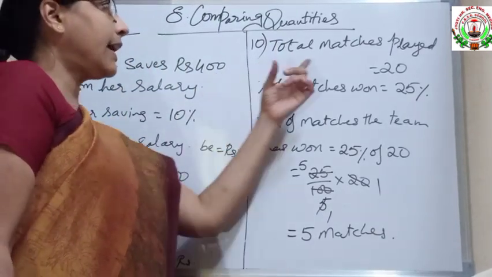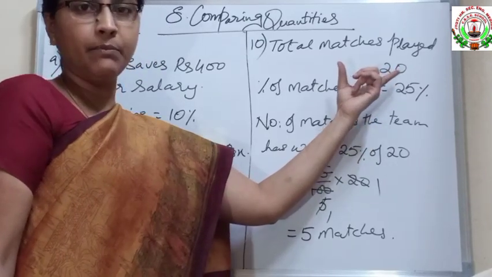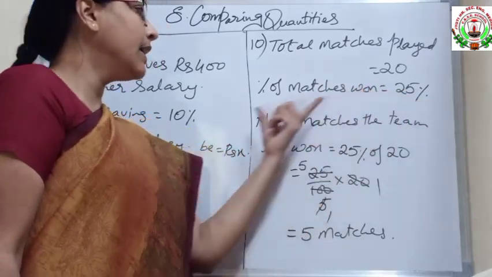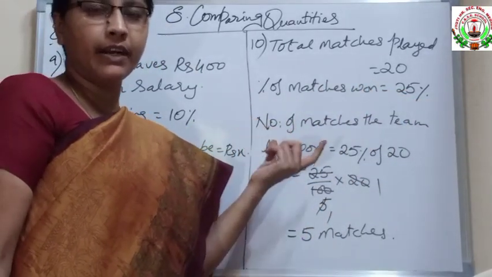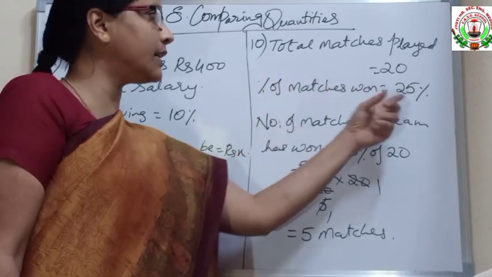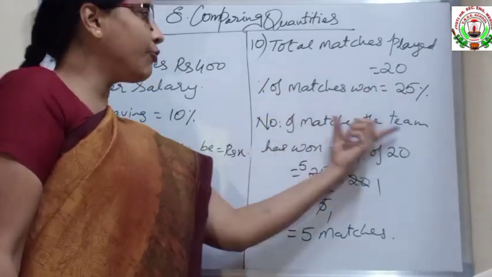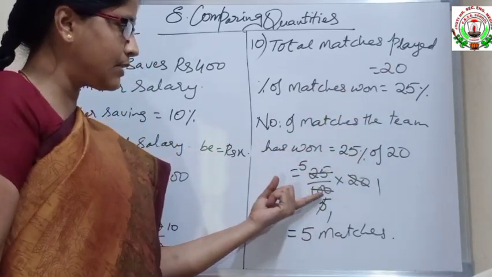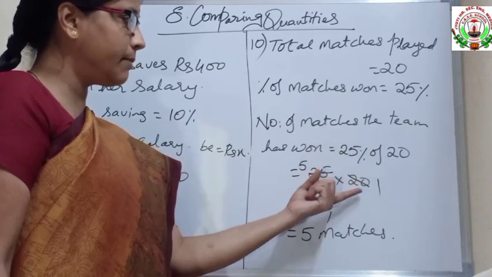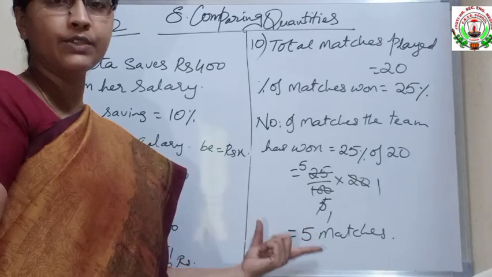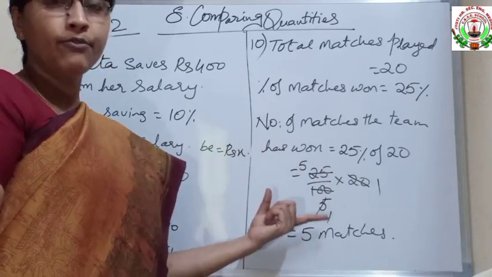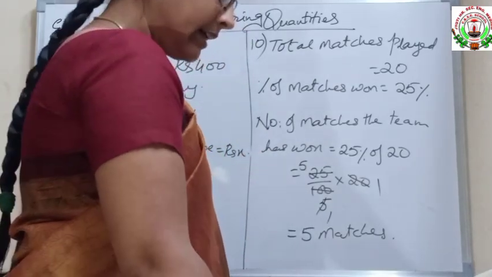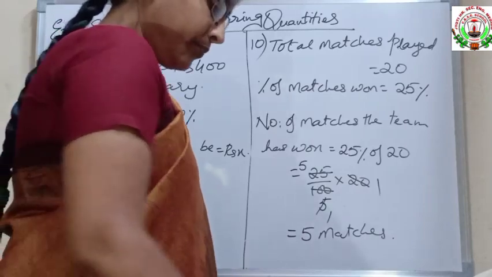See here, they have given the total matches the team has played, and they have given the percent of matches they have won, that is 25%, and they are asking how many matches they have won, that is they want the number. They have given the percent but they want the number. So number of matches the team has won is 25% of 20. So 25% I have written as 25 by 100 into the total matches 20. I have cancelled it. I have got the answer as 5 matches. Means the team has won 5 matches out of 20 they have played. So with this we have completed exercise 8.2.